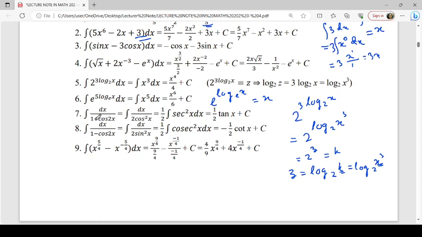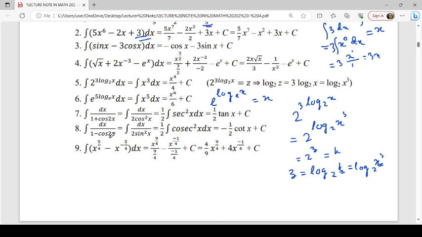Next, this is the trigonometric property we are applying: 1 plus cos twice x. In trigonometry, 1 plus cos twice x is 2 cos square x. So with 2 cos square x, half is taken outside, 1 by 2 into 1 by cos square x, and 1 by cos square x is sec square x. So integration of sec square x, half taken outside, is the standard formula, it is tan x.